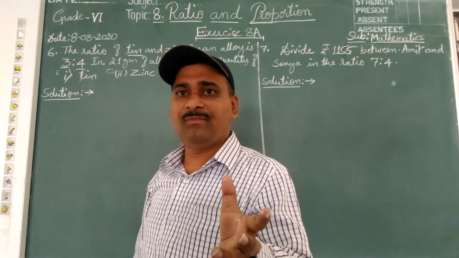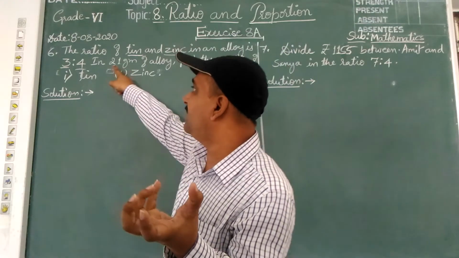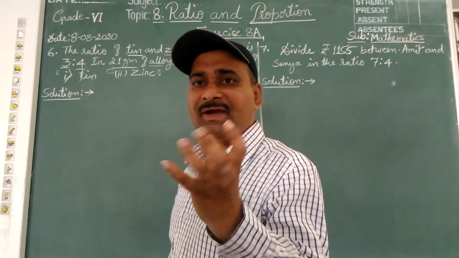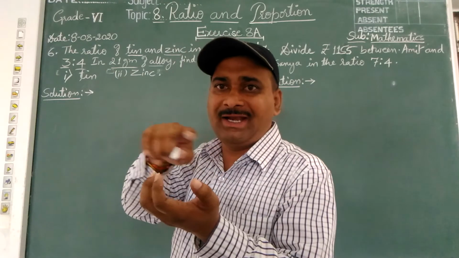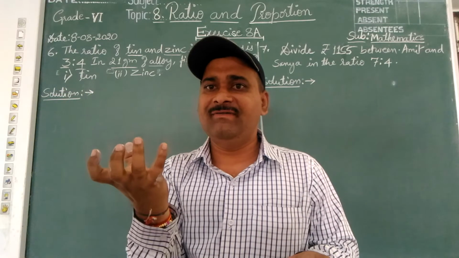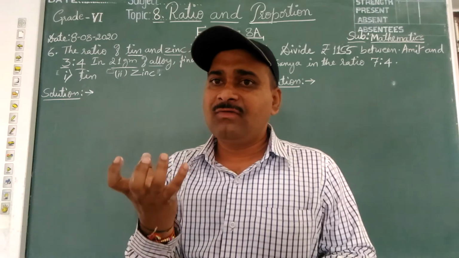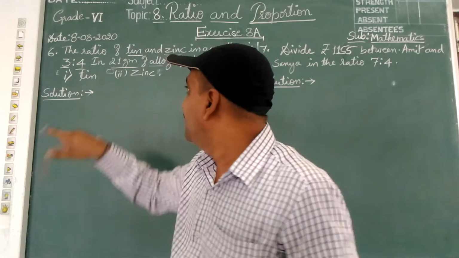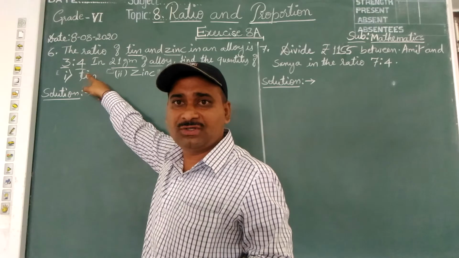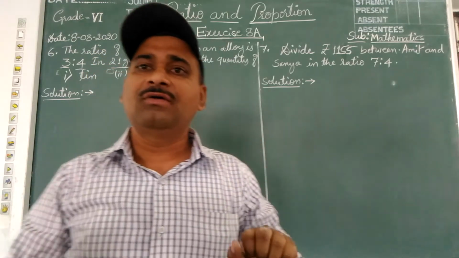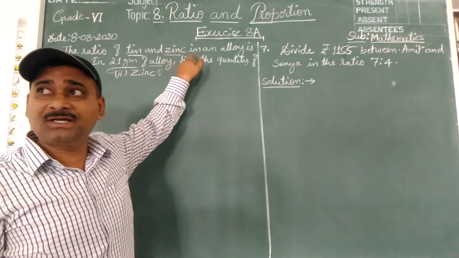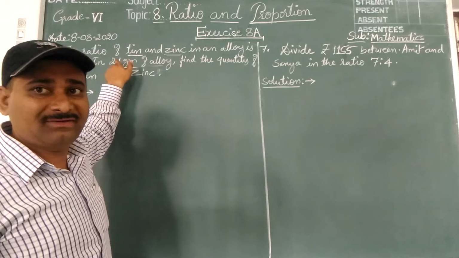Total weight of the mixture is 21 grams. Tin and zinc are mixed, and the weight of that mixture is 21 grams. What we should find out? We should find out the weight of the tin and the weight of the zinc. But they are given in the form of ratio. These ratios we should convert into quantities. What is the weight of the tin? What is the weight of the zinc? If total weight is 21 grams.